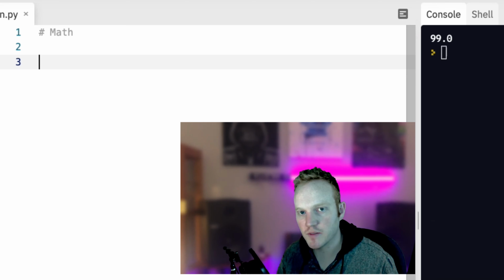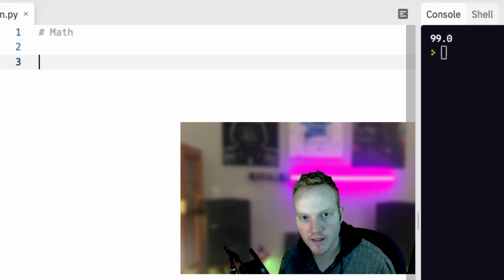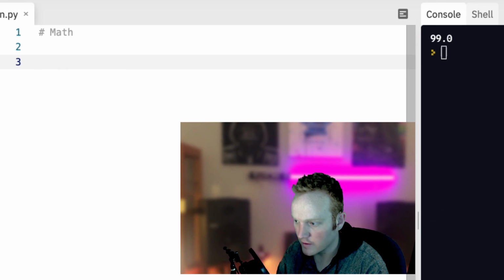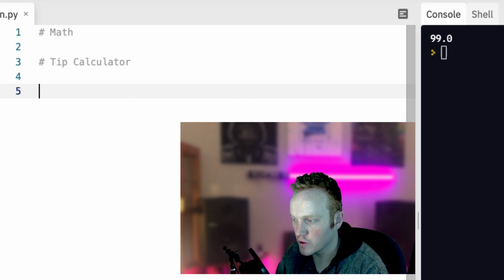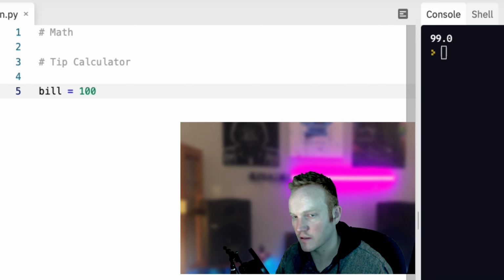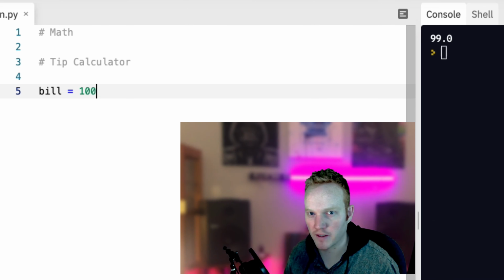So good job with that. Let's build something with math, and let's see how we can use this to our advantage. Let's build a simple tip calculator. So if you're at a sit-down restaurant, you will at the end get a bill. So I'm going to create a variable called bill, and I'm just going to set this to $100. This will make my math a lot easier.